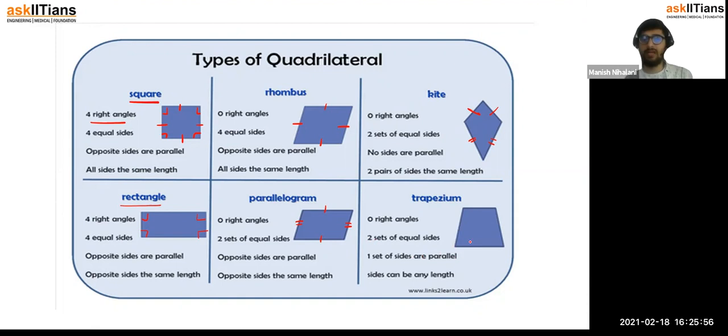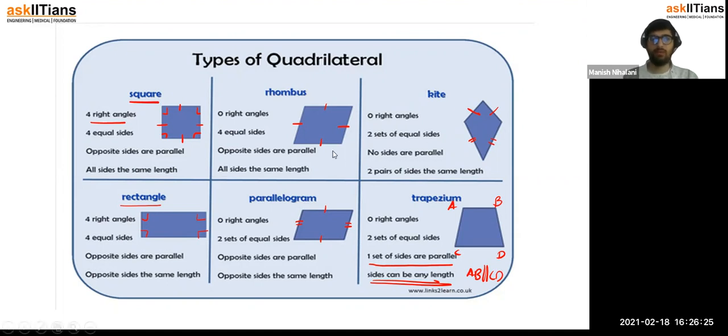But every trapezium need not be isosceles, right? So one set of sides is parallel, and sides can be of any length. If you name this trapezium as ABCD, AB is parallel to CD. This is the property of a trapezium. One pair of opposite sides is parallel, right?